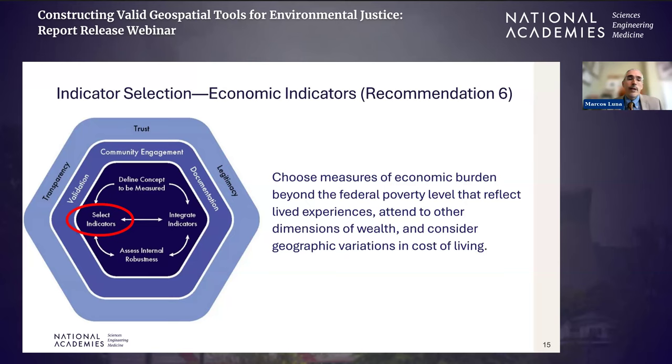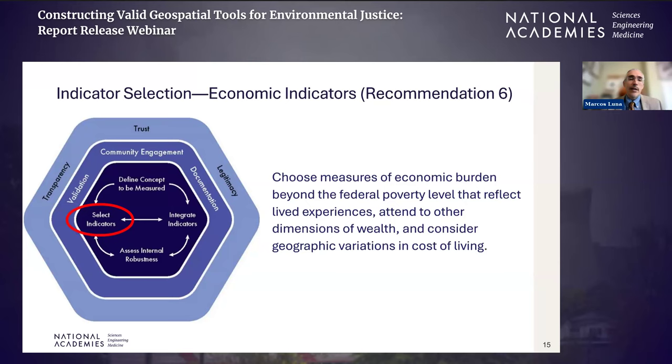Based on the current formulation of CEJST, no indicator is as important as the socioeconomic indicator for identifying disadvantaged communities. There are 30 indicators across 8 categories of burden, any of which can be part of the designation of disadvantage. However, for a tract or census tract to be designated as disadvantaged, it must meet the socioeconomic threshold. And for 7 of the 8 burden categories, that burden threshold is pegged to the federal poverty level. And there are at least 3 challenges with this socioeconomic indicator.